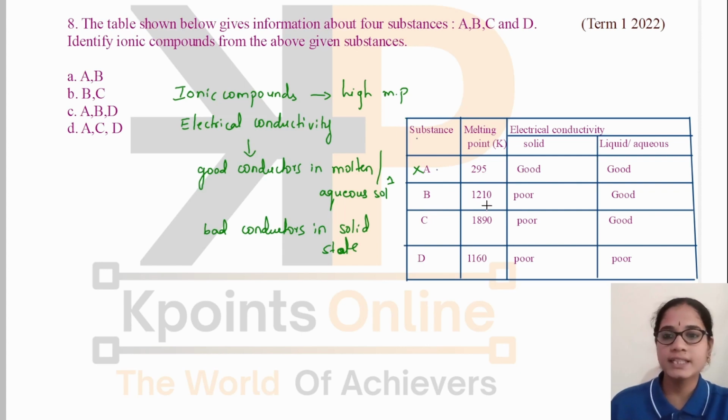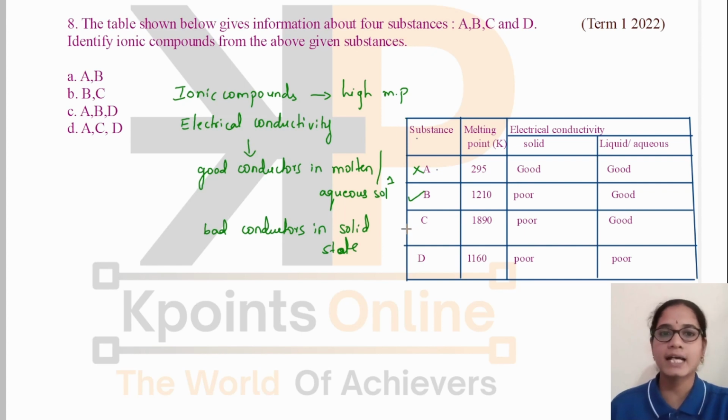Then what about B? It has a high melting point, yes, and it is a poor conductor in solid state and a good conductor in liquid state. Yes, this can be an ionic compound because it is conducting electricity in liquid or aqueous solution, and it is not conducting in the solid state, and also it has a high melting point.